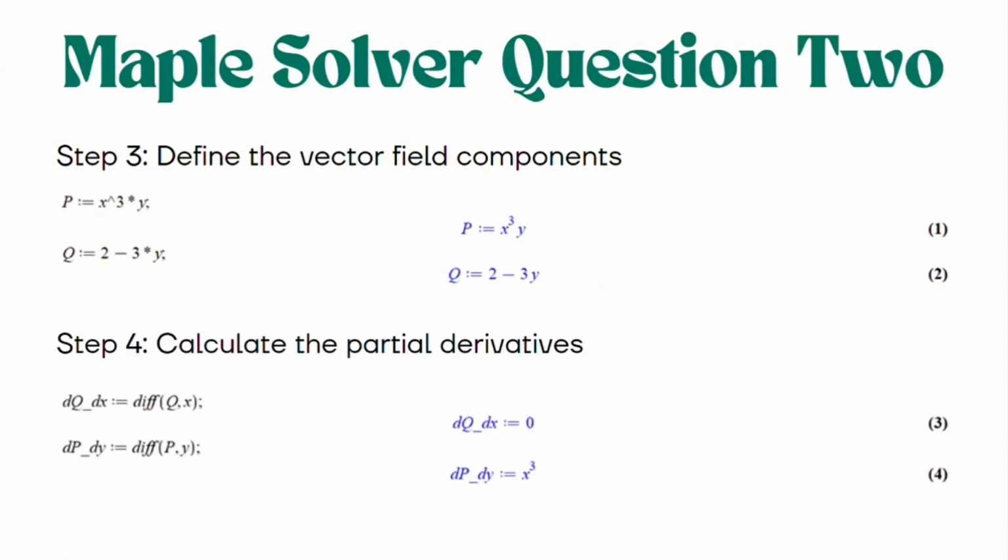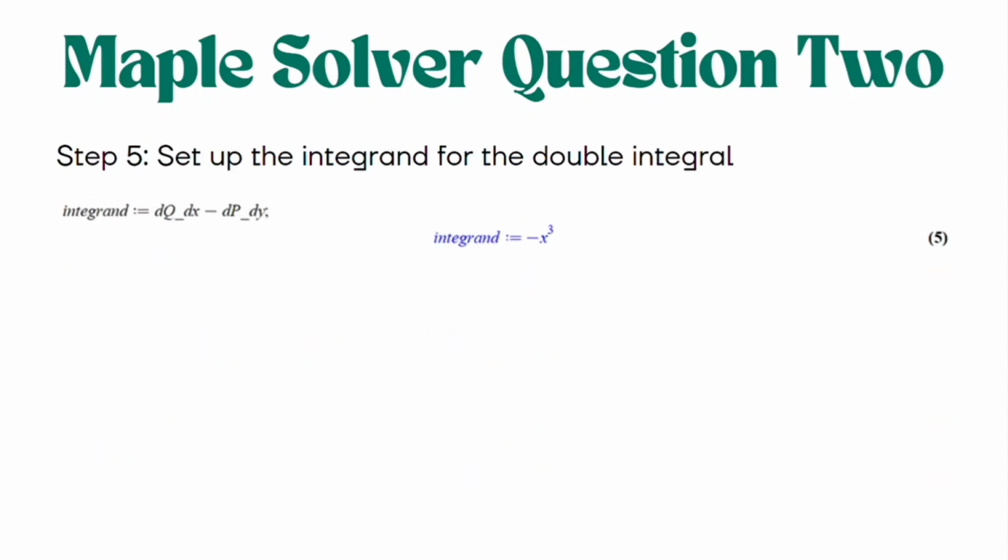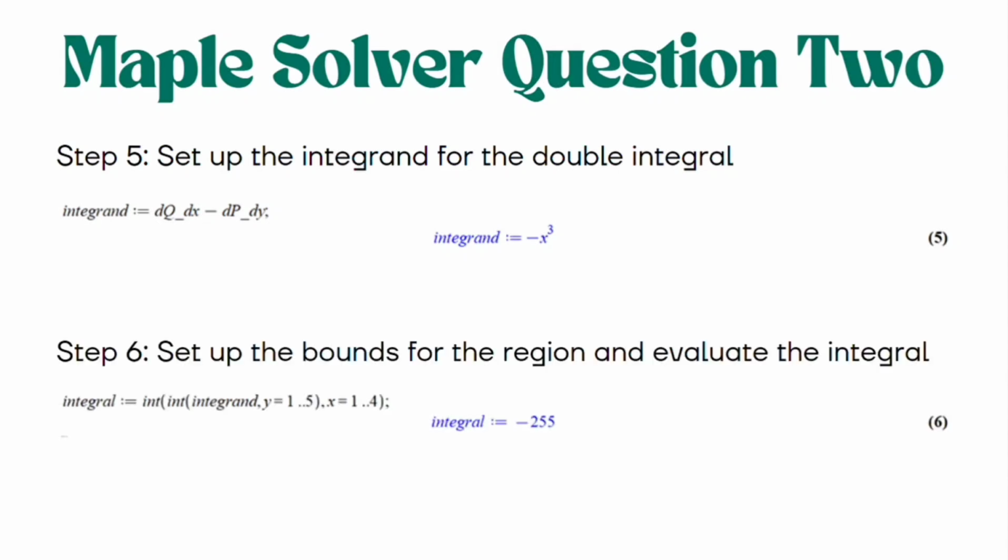Next, we calculate the partial derivatives by differentiating P and Q. We will get dQ over dx equal to 0 and dP over dy equal to x cubed. After that, we set up the integrand for the double integral and we get negative x cubed. Lastly, we set up the bounds for the region and evaluate the integral and we get the answer is negative 255.